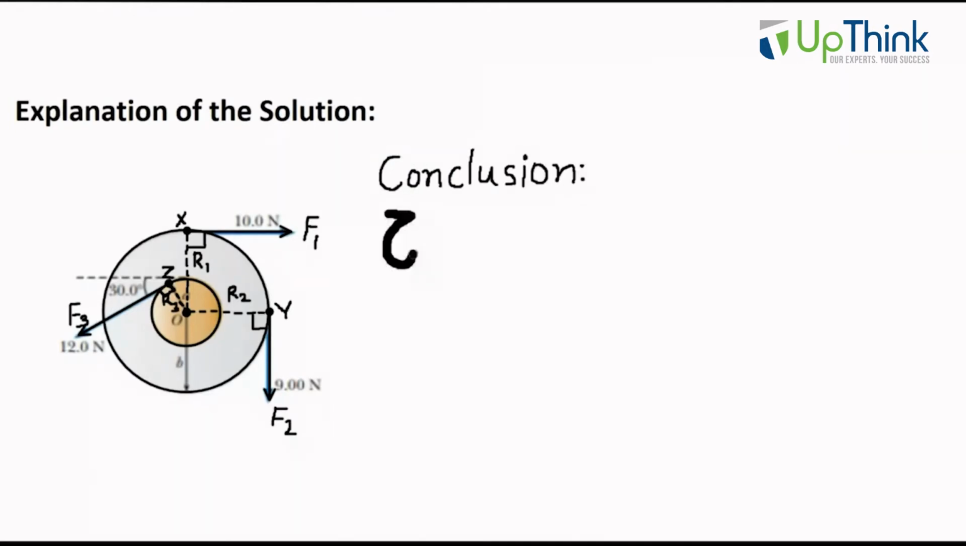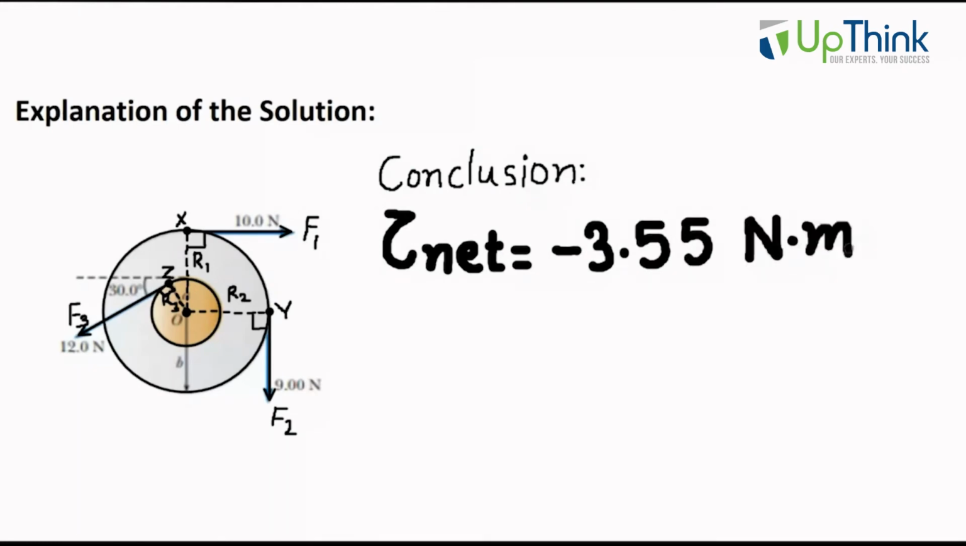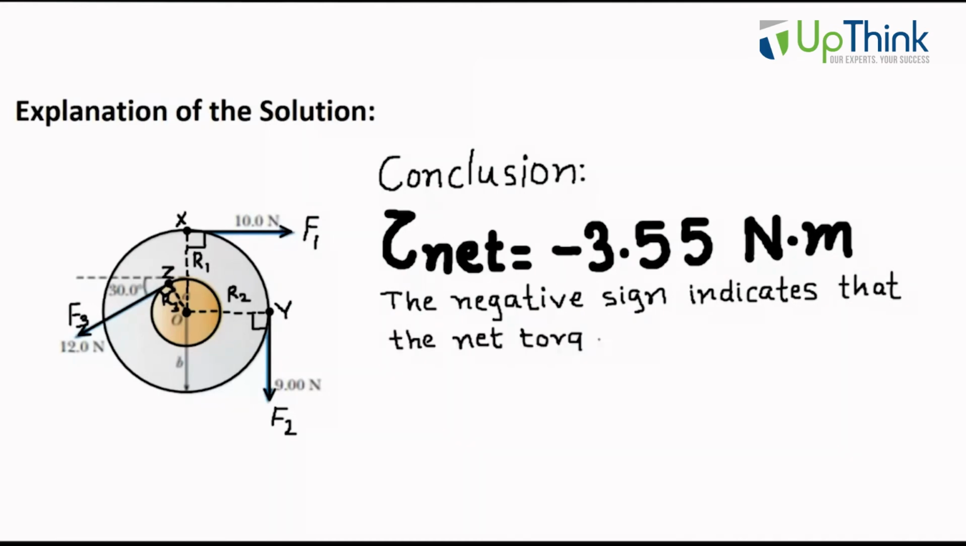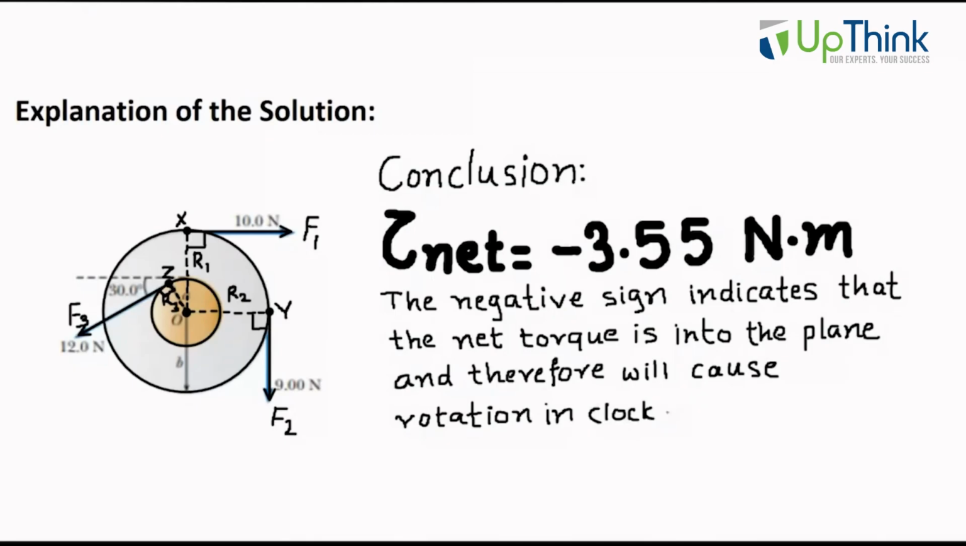Conclusion. We have the net torque, which is the summation of all the three torques, as minus 3.55 Newton meter. Here, the negative sign indicates that the net torque is into the plane and therefore will cause rotation in clockwise direction.